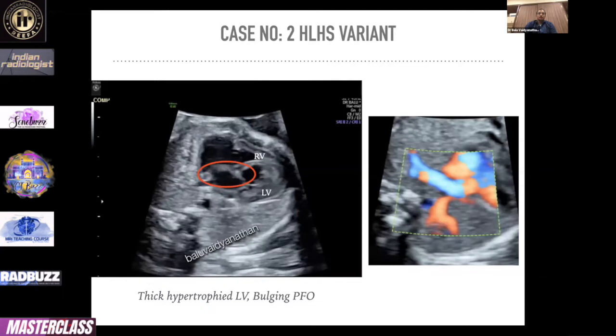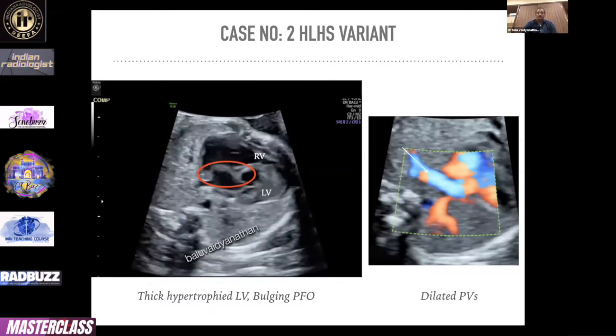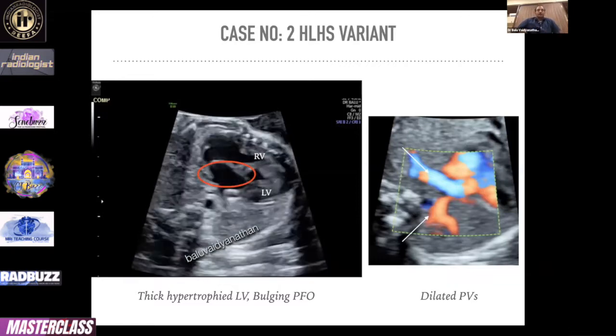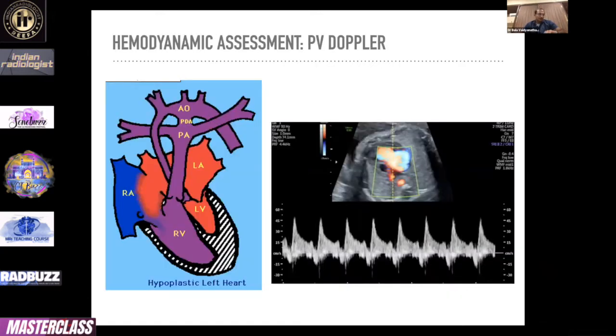And then when you look at the pulmonary veins, you see it's quite dilated. You see the pulmonary veins are almost like pulmonary arteries. Normally you struggle to image the pulmonary veins because they are very slender structures. But in hypoplastic left heart syndrome with a restrictive foramen ovale, the pulmonary veins become very big. So let us discuss a little bit of hemodynamics here.